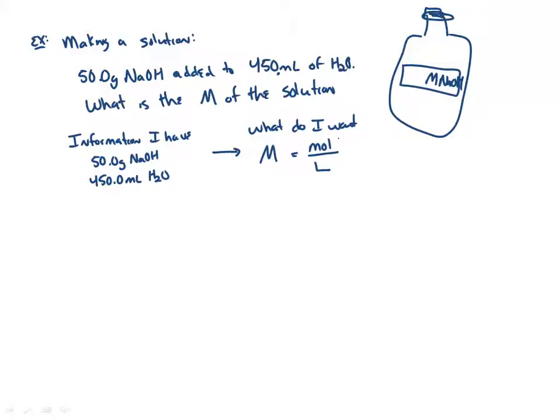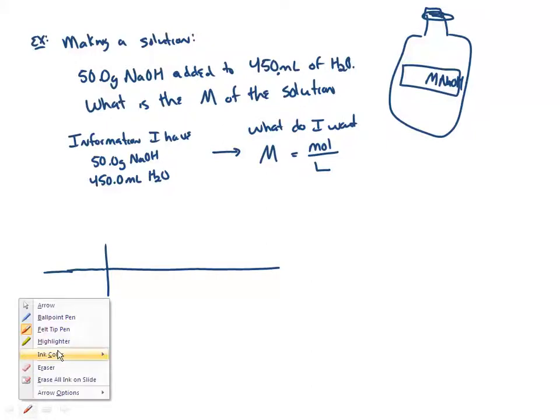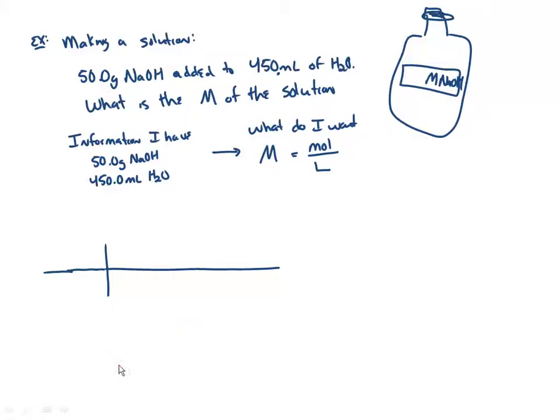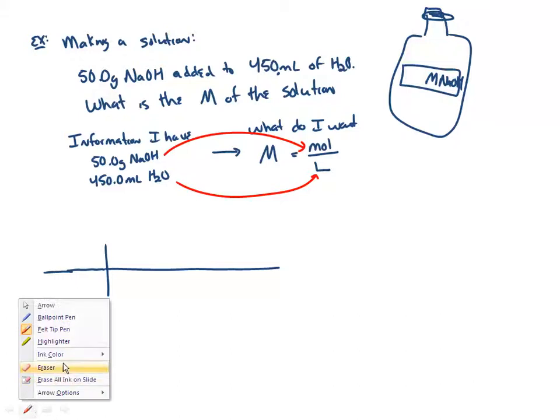Notice that if my answer has to have 2 units, moles over liters, what do I have to start with? I have to start with 2 things, right? So the idea is that if I've got 2 units in my answer, I've got to start with 2 units in here. Now notice that we know how to convert grams to moles, right? And we know how to convert milliliters to liters. So we really just have to do 2 conversions, and we can use that as our starting point.